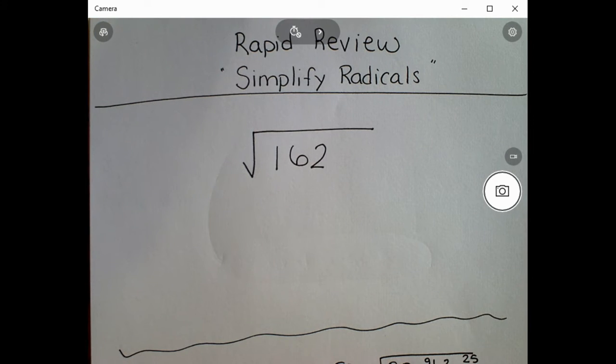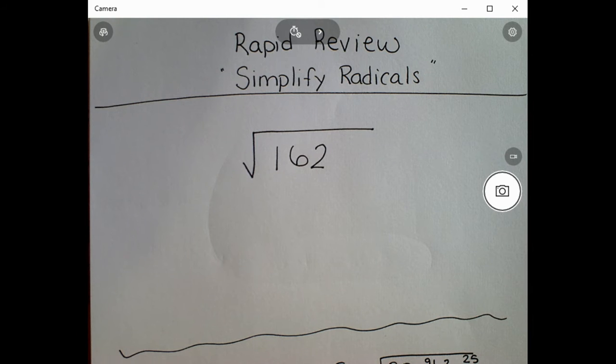Good morning. We are going to talk about how to simplify radicals. Again, this is just a review of something that we've already done, so I'm going to take it kind of quickly. Feel free to pause the video to try it on your own and see if you remember. However you want to use this video, that is totally up to you.